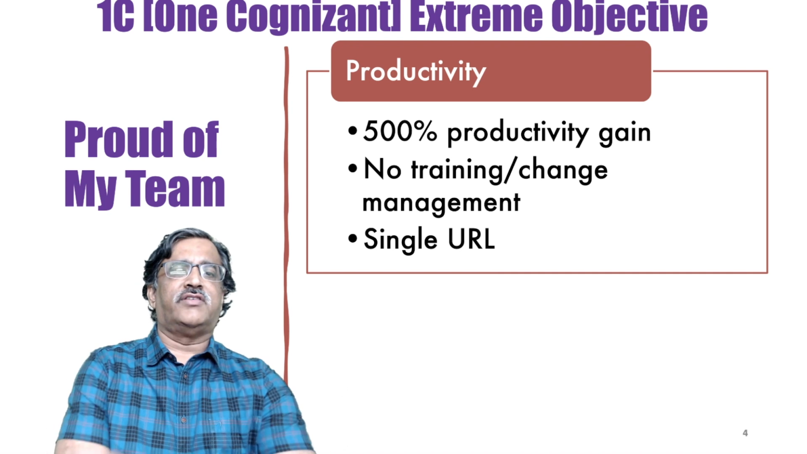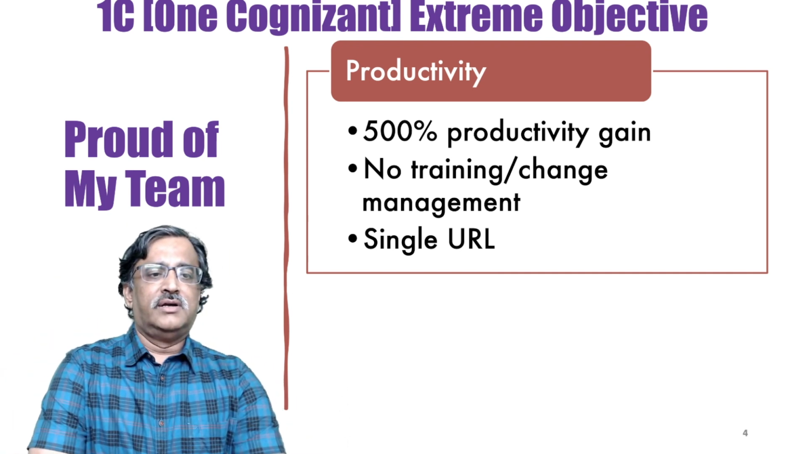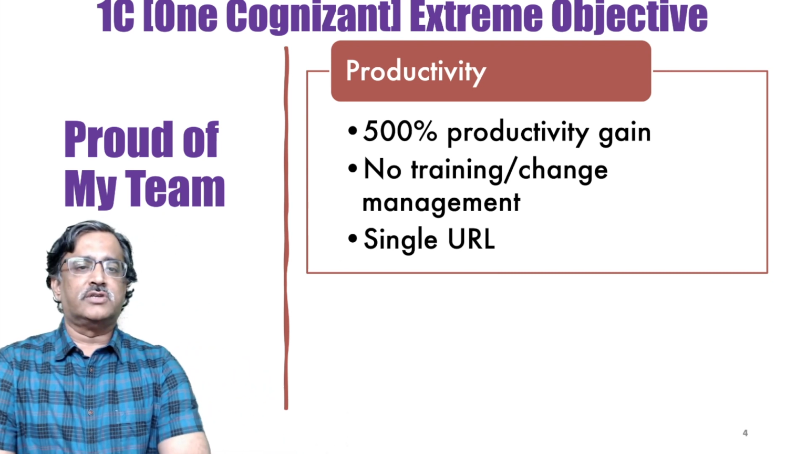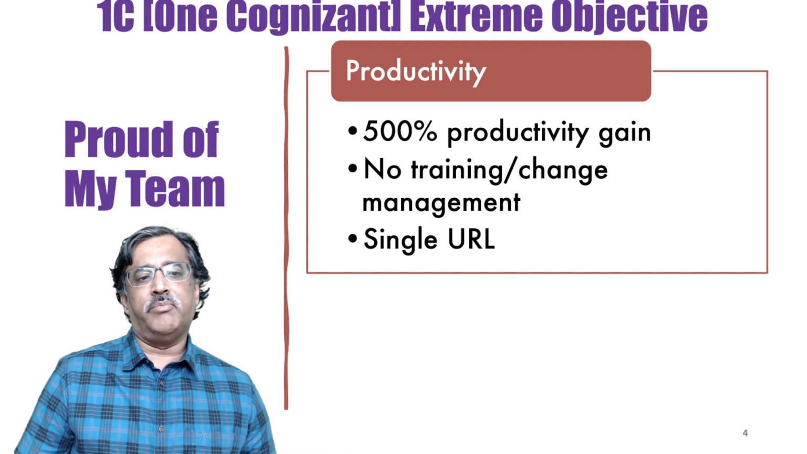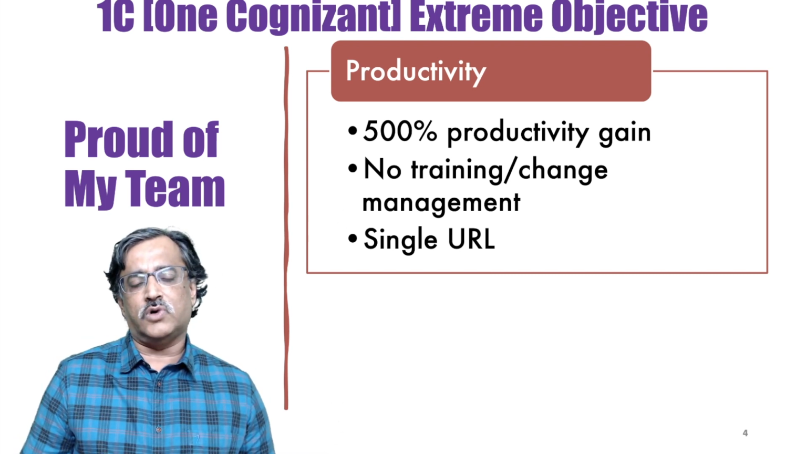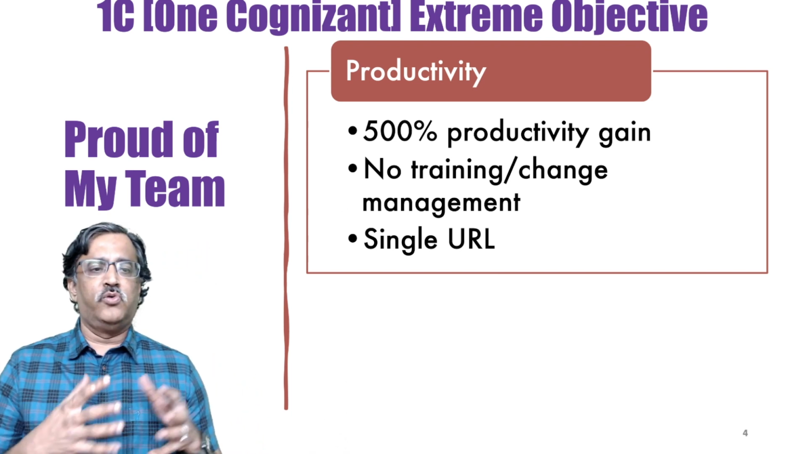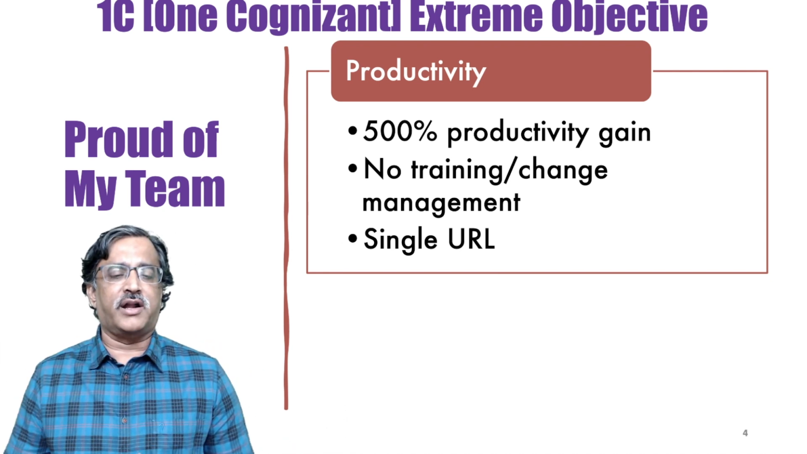So we set ourselves a set of extreme objectives. And I'm very proud of my team. The fantastic team that I had, we decided to set ourselves very ambitious goals. We said we will get 500% productivity gain. Because the other anomaly I had noticed was we typically chase 15 to 20% productivity gain. And if you add the change management costs, you usually wind up with negative productivity gain over time.